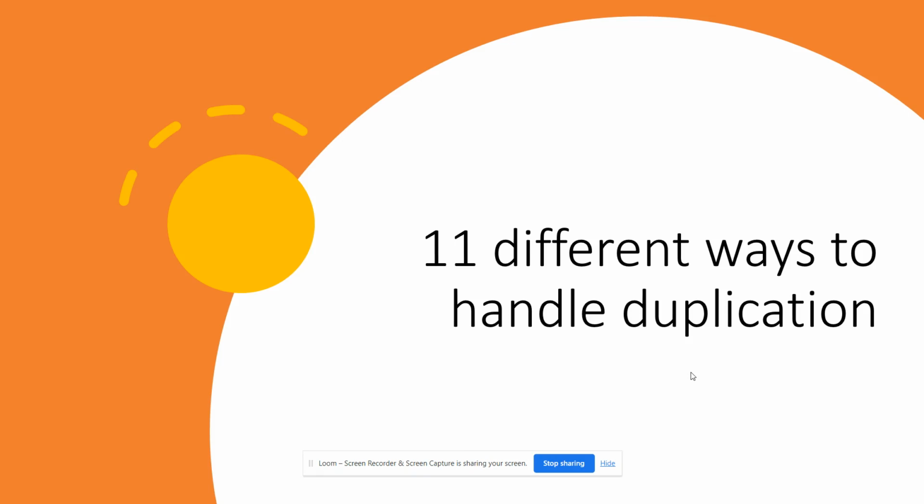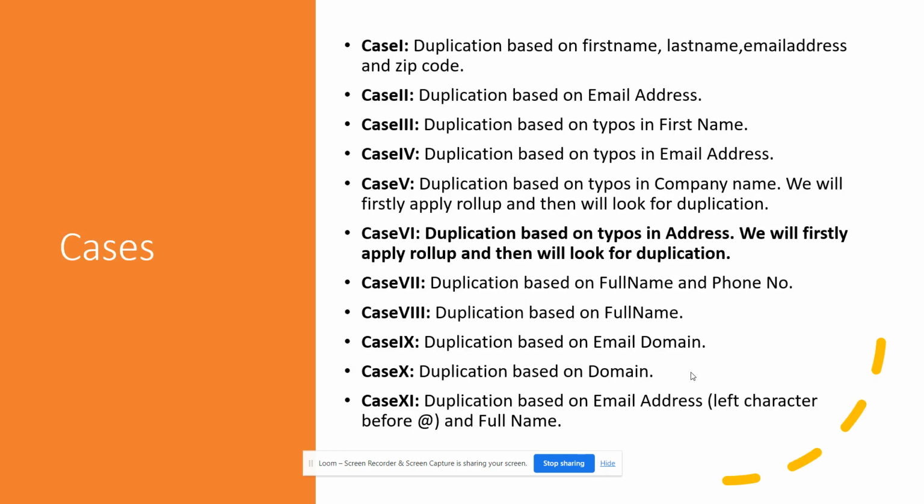So in today's lecture, we will continue with 11 different ways to handle duplication. As discussed in my last two videos, we have 11 cases of handling duplication. In today's lecture, we will cover case 6, which is duplication based on typos in address.